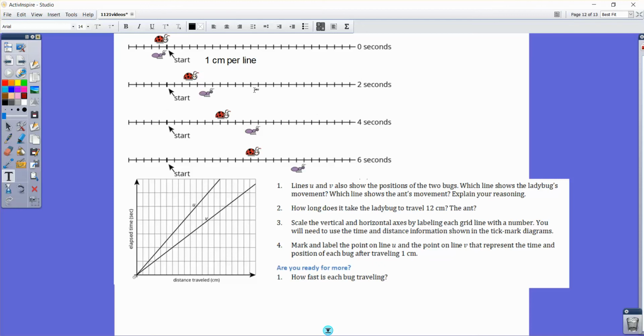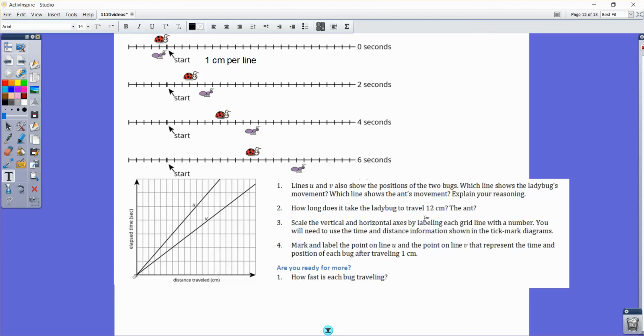Now, for the vertical and horizontal axes, labeling each grid line with a number, you will need to use the time and distance information shown in the tick mark diagram. So I'm giving you in here the 1 centimeter per line on the tick mark diagram, but you'll notice that you're going to have to supply what these are worth and what these are worth to kind of help you make that judgment of how much time is each one, or how long each one is going to be, and also by extension which line represents the ant, which one represents the ladybug.